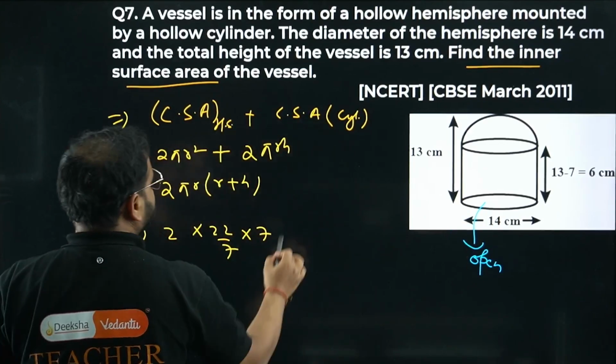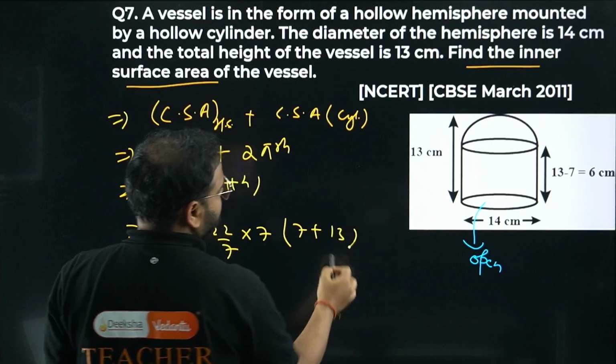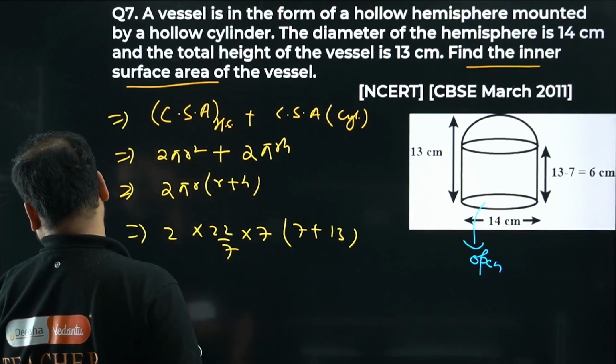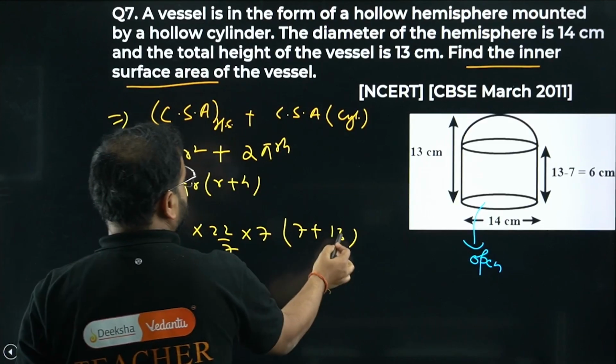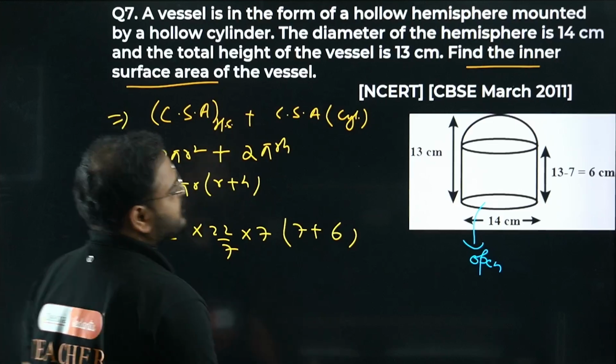14 by 2, so 7. R is again 7. What is the height, bacha? Height is 13, sir. Correct? Okay, no, height is not 13. Height is 6, sir. How come, bacha? Please check here.